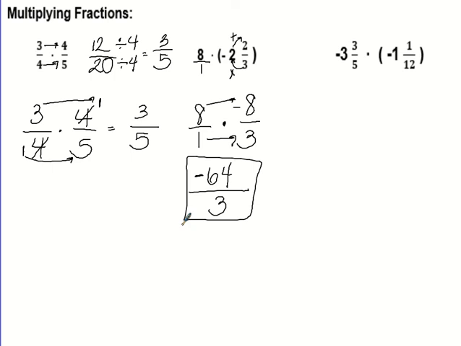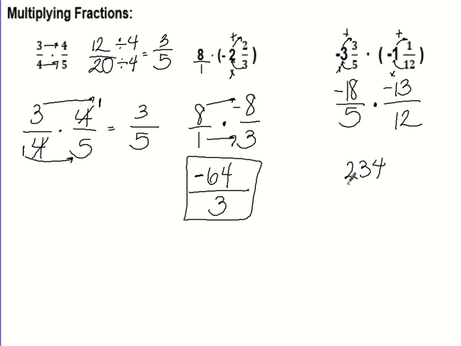All right, so multiply, add: 15, 16, 17, 18, negative 18 over 5. Do not forget that negative. Multiply, add: 12, 13, don't forget the negative, over 12. Okay, so you can either multiply across, or if you know how to cross reduce, you can. Okay, 18 times 13 is 234. It's positive, because they were both negative, over 60. 5 times 12, 60. I do need to reduce this.